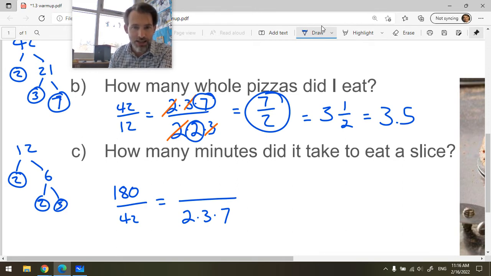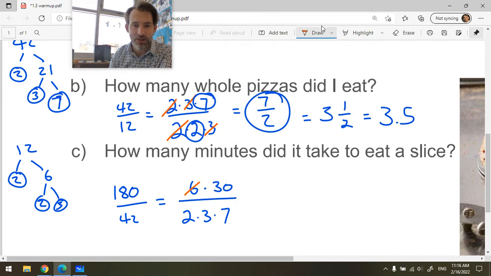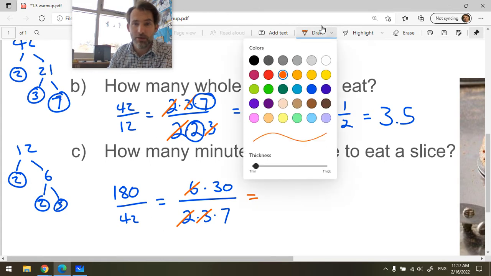So I can write that as 6 times, what is it? 6 times 30. 6 times 30 will be left. All right? And now I can get my cancel pen out. And this 6 would cancel this 2 and that 3 because 2 times 3 is 6. So 6 over 2 times 3, that's just 1. So my answer here is 30 over 7.